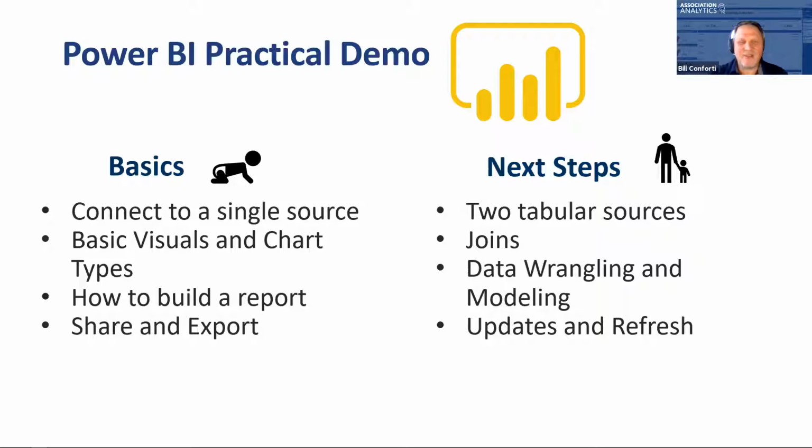All right, so good. So here's what we're going to talk about. We're going to talk a little bit about the basics: how to connect to a single source, some very basic visuals and chart types, and how to build a report. Tamsin's going to show you really quickly how you can build a report. It's kind of easy to get started. You can spend a long time perfecting it and adding additional things to it, but a basic report is pretty easy to do.